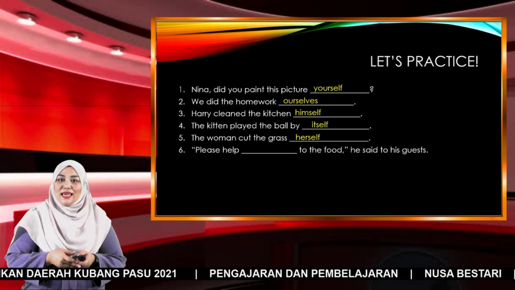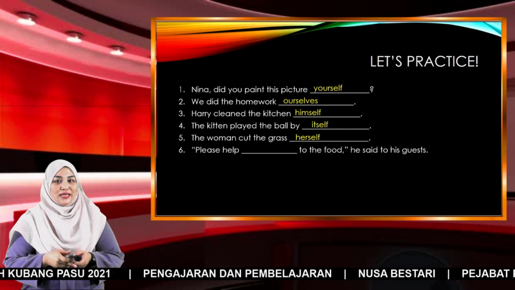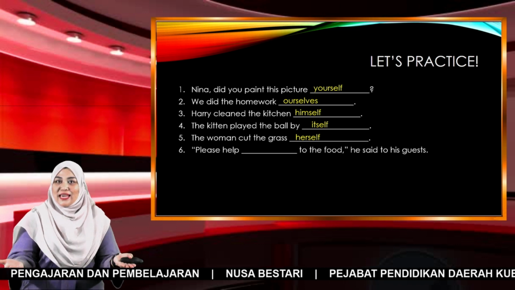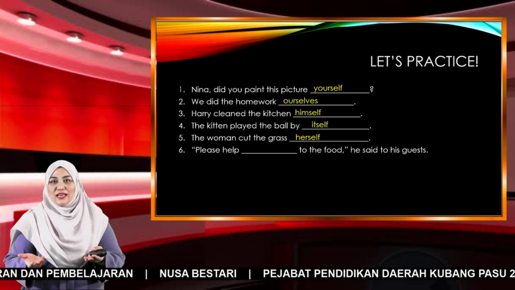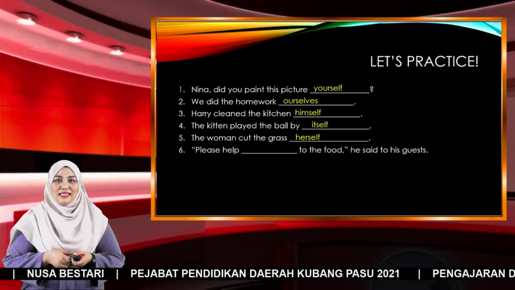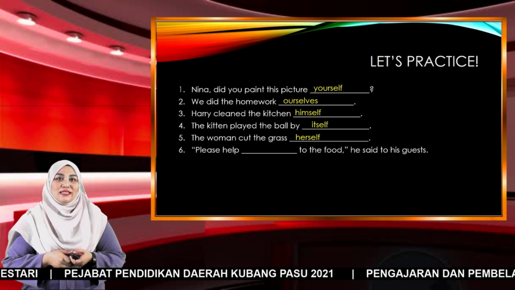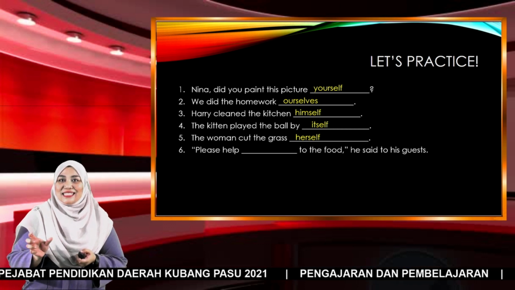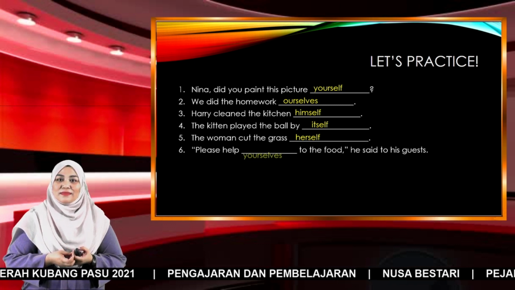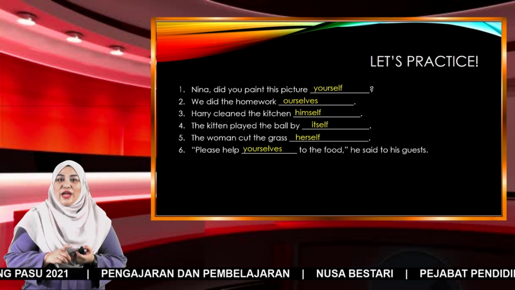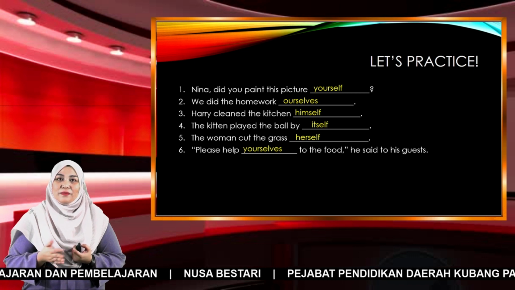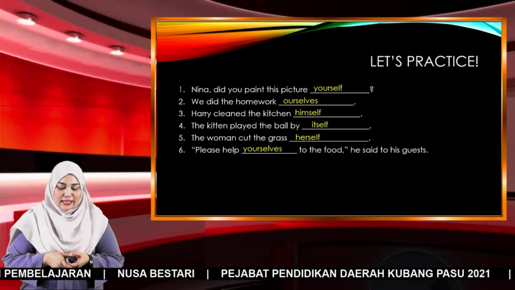Okay, please help to the food, he said to his guests. So he is talking to his guests. When you are talking to someone, the personal pronoun you are using is you. So here, the correct answer is yourself. And guests is more than one. It's plural. So the answer is yourselves. Yourself is for one, yourselves is for more than one. Okay, let's go to number 7.